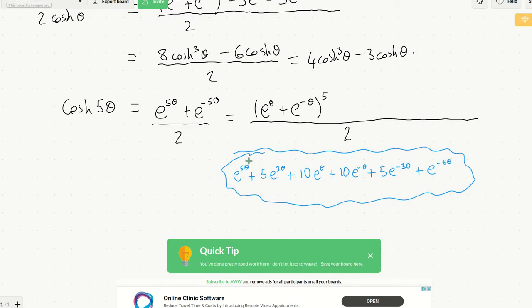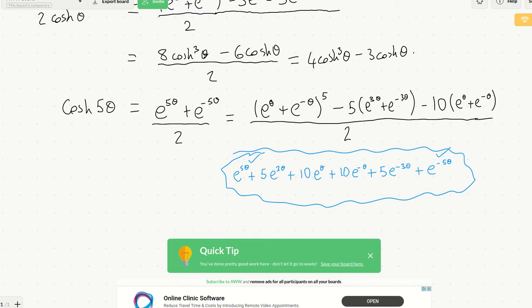So it gives us this term and this term, which we want, but then we need to subtract the other terms. So we're going to have to take away 5 e to the 3 theta plus e to the minus 3 theta. Messy tonight. And we're going to have to take away 10 times e to the theta plus e to the minus theta.